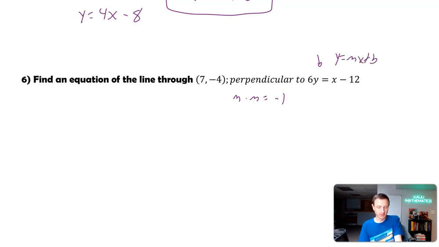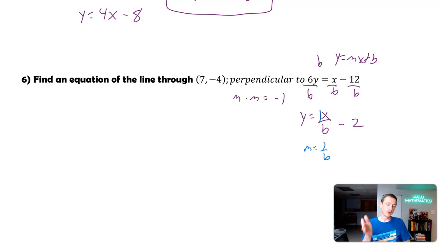We have to get in that form because it's 6y. y is not by itself. So let's divide everything by 6. So y equals x over 6 minus 12 divided by 6 is 2. And then the slope on this line is 1/6. Just grabbing that 1x over 6. So this is not the slope that we want to use for our new line, because perpendicular means that the two lines cross at a right angle. So they cross at a right angle, meaning the slopes are negative reciprocals of one another.